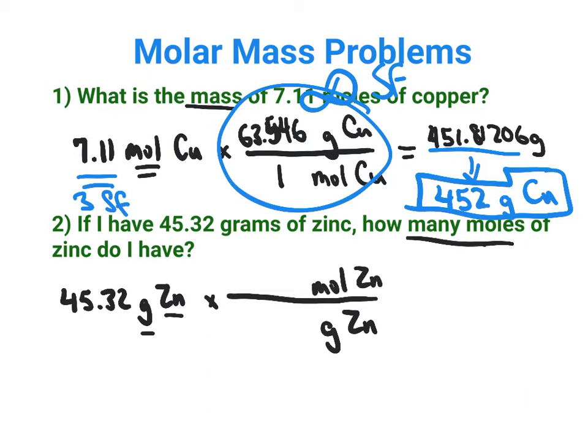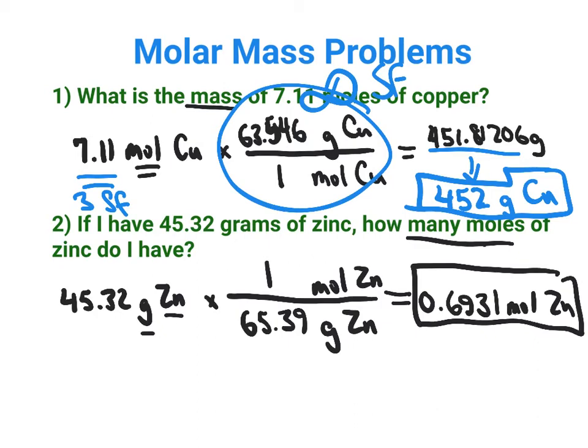Then I go to my periodic table, and I see that zinc has a mass of 65.39 grams for every 1 mole. And so this just becomes 45.32 divided by 65.39. So I put it into my calculator, and once I do that, I'm left with 0.6931 moles of zinc, 4 sig fig, because there's 4 sig fig over here. And this should be the same. I rounded it. It actually comes out to 0.69307, but rounded to 4 sig fig to make sure it's the same. And that's it for molar mass problems.